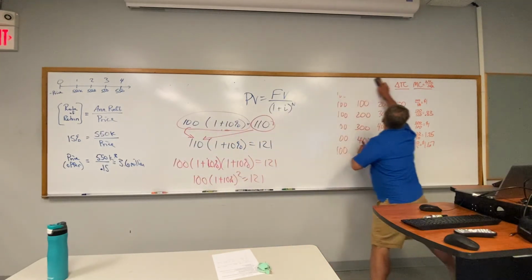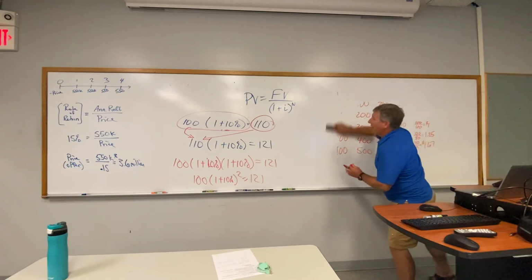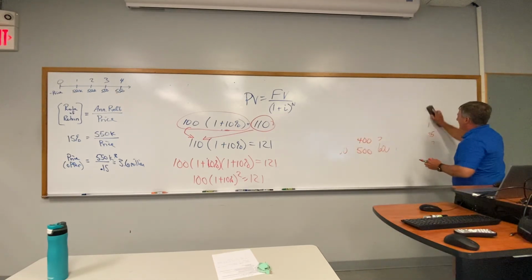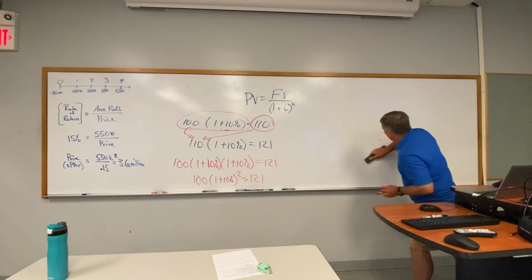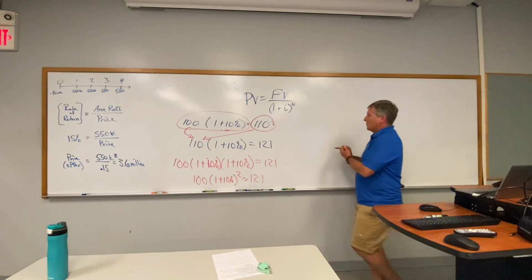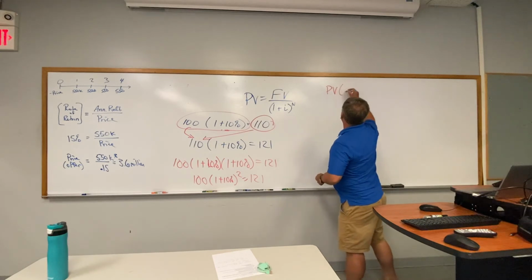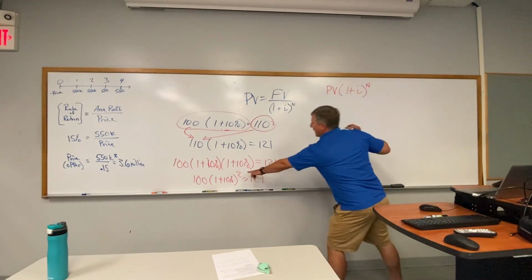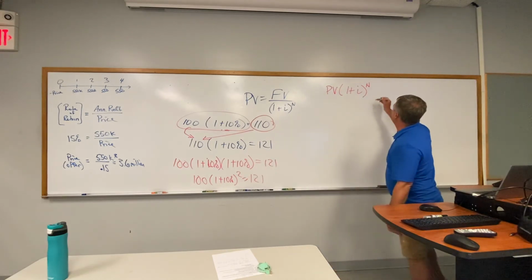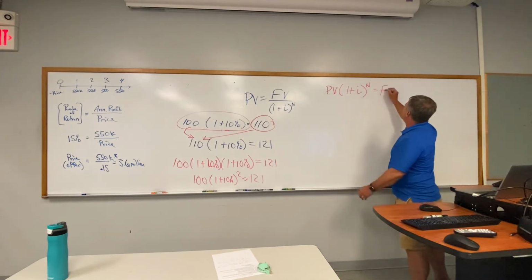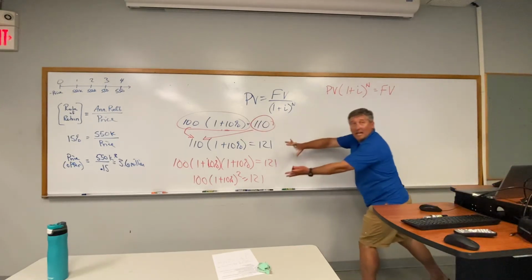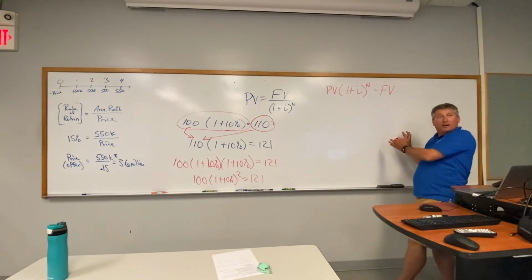I ran out of board space. But the 100 is our present value. So we've got the present value times 1 plus the interest rate raised to the 2 power, the number of years that we let the compounding go, equals our future value. That's taking our money and moving it forward in time.